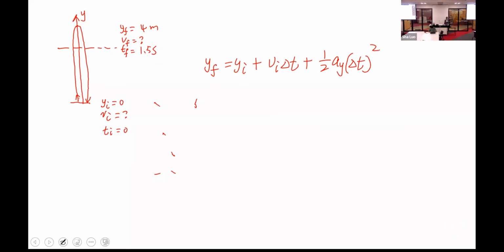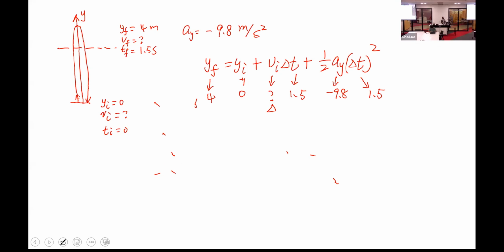Free fall. What do we know? ay equals negative 9.8 meters per square second. Look back at the equation. We know 0. Do we know this? Okay, we know this equals 4. This is unknown. 1.5. Negative 9.8. 1.5. The only unknown in this equation is the initial velocity.